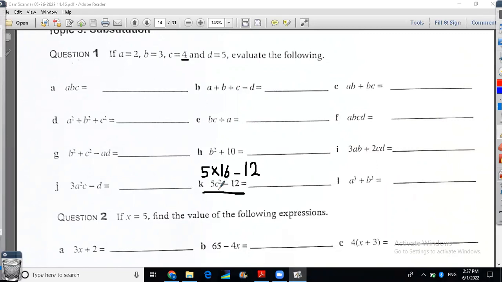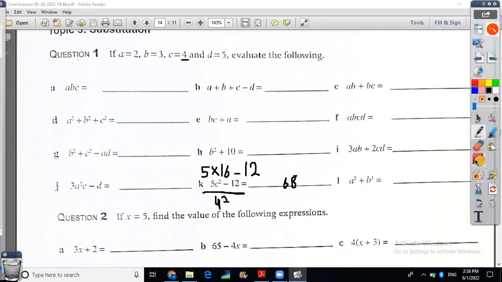5 times 16 is what? Mister, oh, 1 second. C squared, mister, means 4 squared. 4 squared is 8. I can hear someone saying that. 4 squared is 8. I will kill you if you say this again. 4 squared doesn't mean 4 times 2. 4 squared means 4 times 4, which is 16. So it's 5 times 16, then you subtract from it 12, which is going to be equal to 80 minus 12, which is going to be 68.